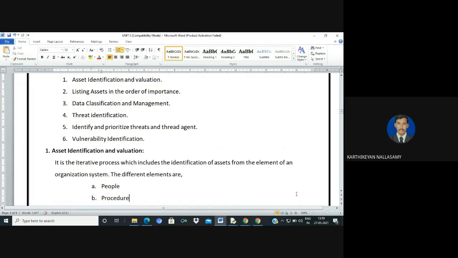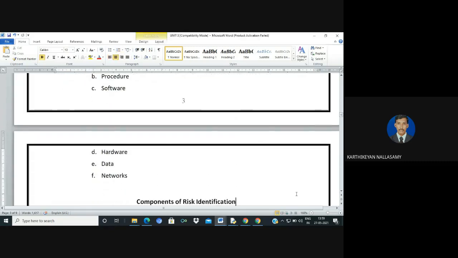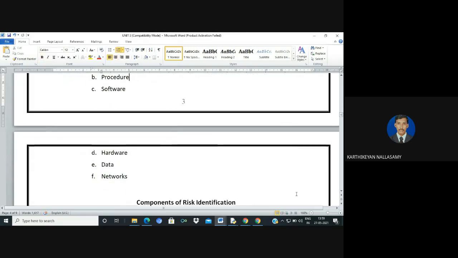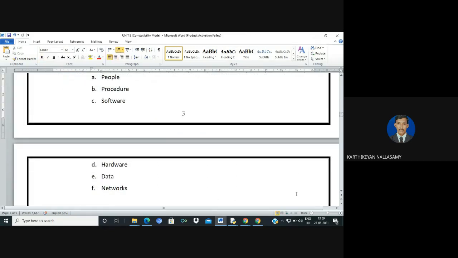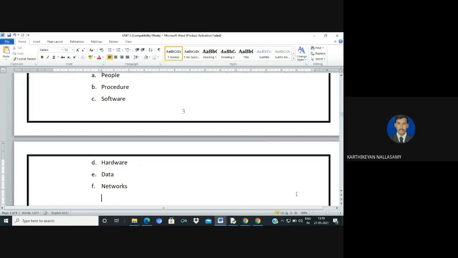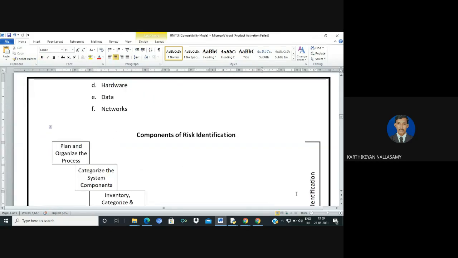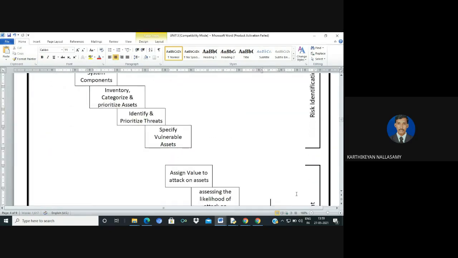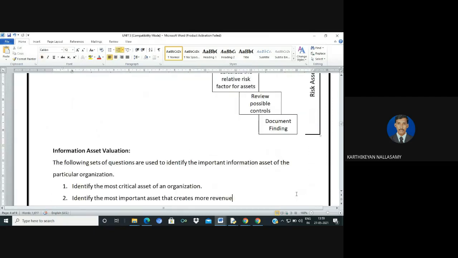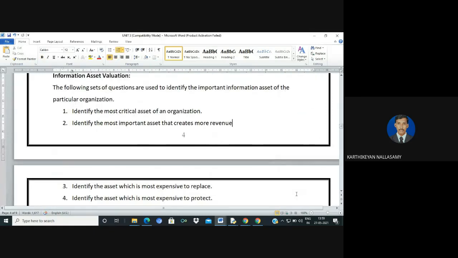This is also an iterative process. It is the process of identifying the different assets from the different components of an organization's elements. We already know the different elements of information: people, procedures, software, hardware, data, and network. From there we are going to identify the assets, and from there we identify the different types of important assets. That is the second step, called asset evaluation.